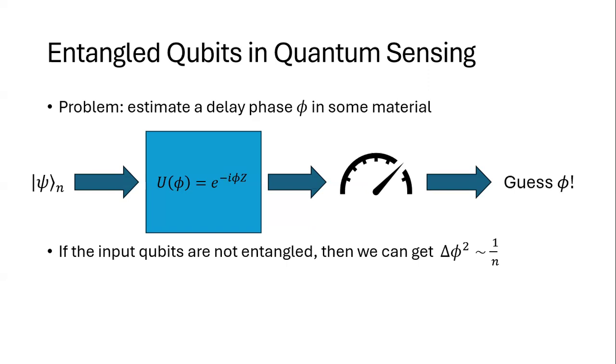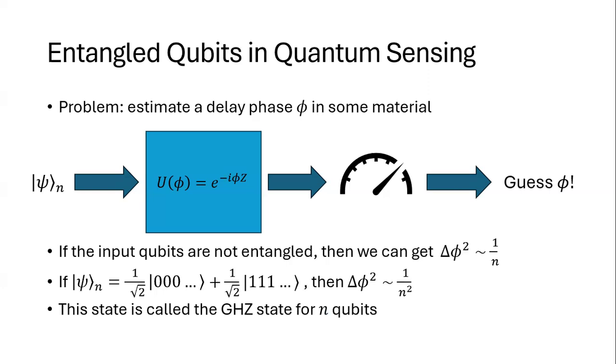So the larger the number of qubits, the better your guess, because it has less of a variance or less of an uncertainty. But the scaling is 1 over n. However, if you have an entangled bunch of qubits, specifically these types of states, which are called GHZ states, then it turns out that the variance of your estimate scales as 1 over n squared. So your uncertainty shrinks much faster if you start with an entangled state like this, rather than just a bunch of qubits that are prepared separately.